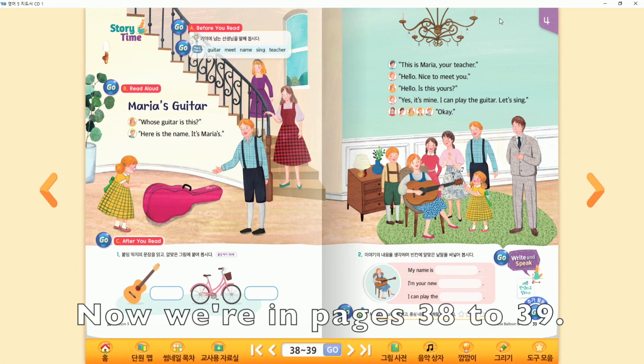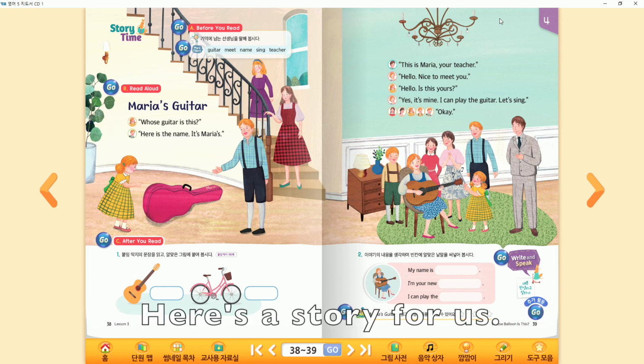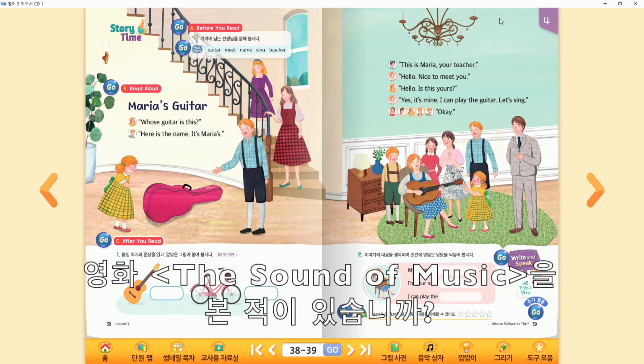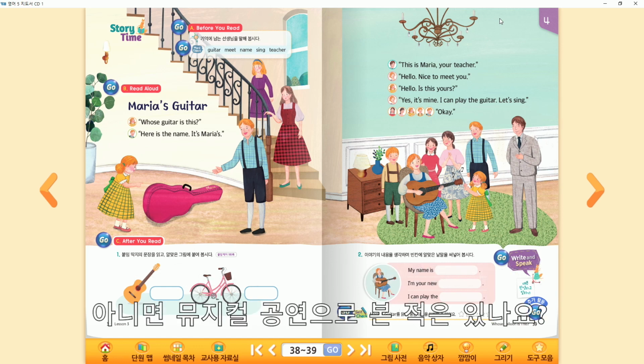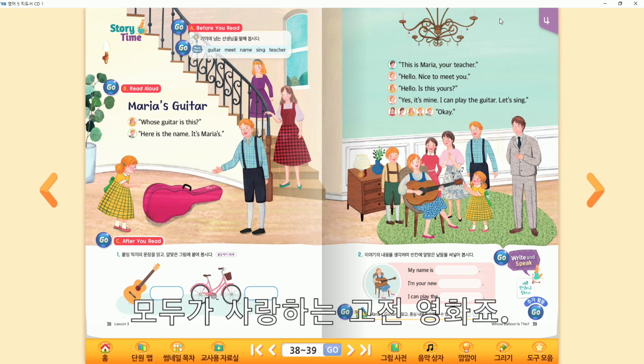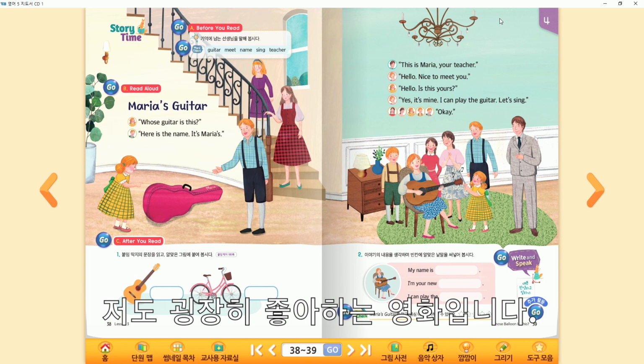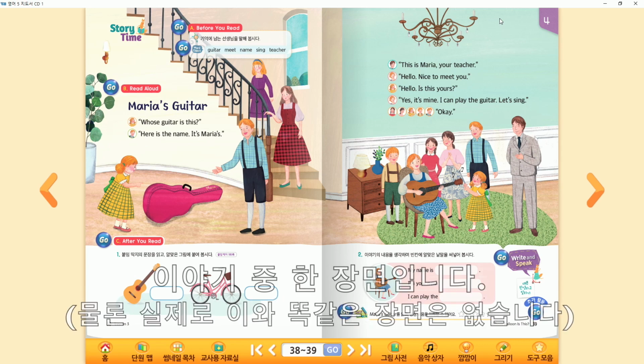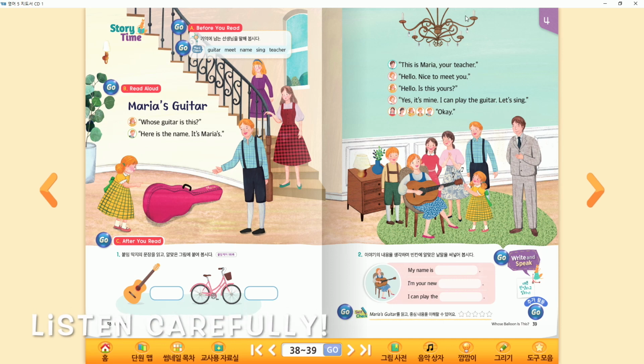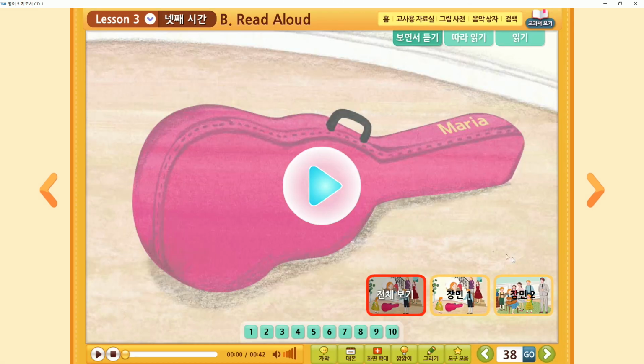Now we are on pages 38 and 39. Here's a story for us. Have you watched the movie The Sound of Music, or as a musical performance? It's a classic movie and everyone loves it, and it's also one of my favorites. This is just a short sequence from it. First, let's listen carefully.